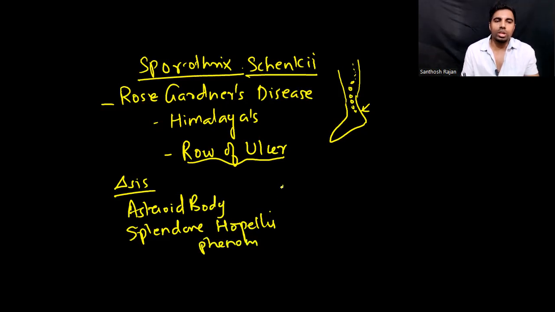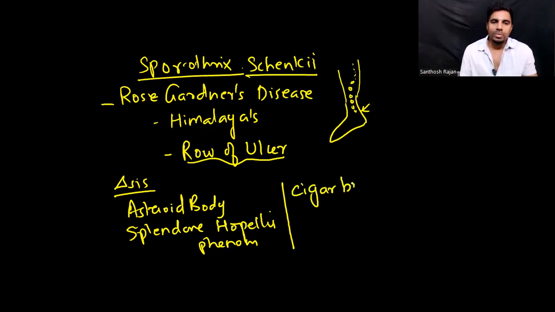And also, one more thing important here: you might see, in a stain, what is the one you see? You see cigar bundle appearance. Cigar bundle. Okay, cigar bundle. This is the same only. This asteroid body, Splendore-Hoeppli, cigar bundle, the picture, all are almost the same. We have different names. That is okay.